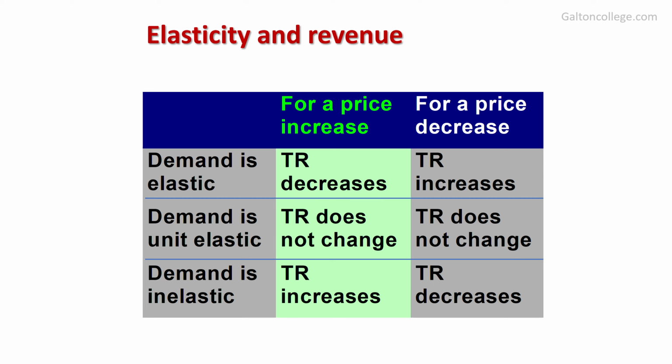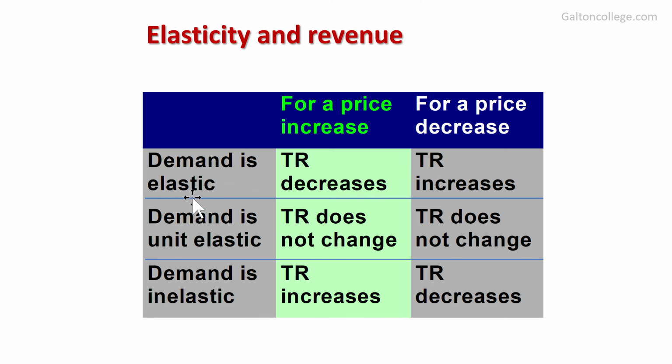We have a little table here to show what's going on. Let's say the demand is elastic here. For a price increase, total revenue will decrease. People would switch away from buying it. The price increases, people buy a lot less, so the total revenue for the company will fall. For a price decrease, a lot of people will switch over, so the total revenue will increase.